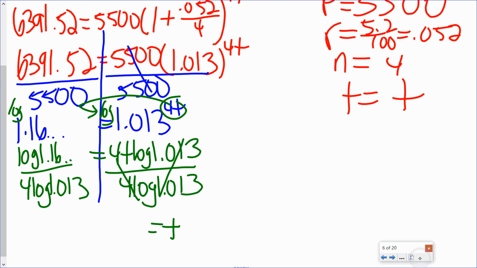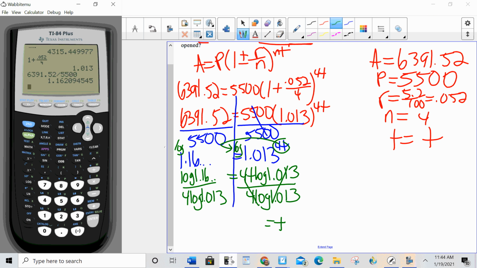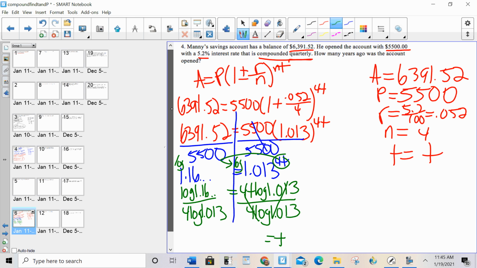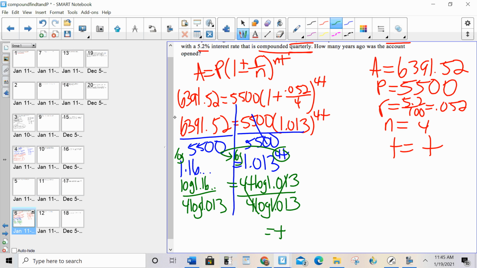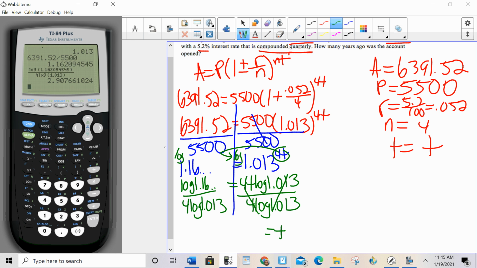T equals, alpha y equals enter. I'm doing log of the 1.16 thing. Oops, I think I hit it twice. Let me try that again. Log of that over 4 log 1.013. And there it is. It wants the answer how many years ago. So let's assume that it's saying to the nearest year. That would be 3 years.